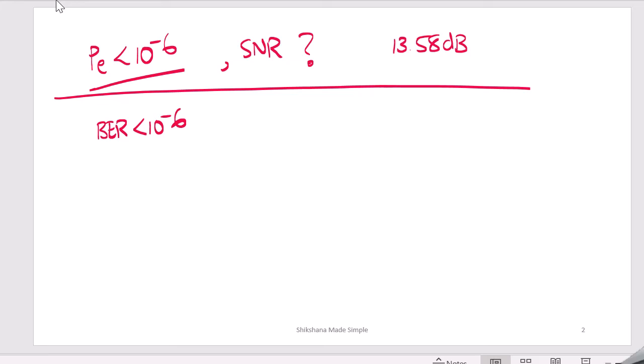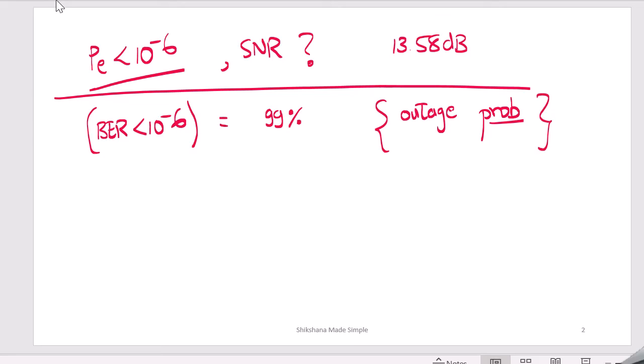Now we will introduce one more quantity, that is called outage probability. So outage probability, what does it mean? Let's say I want to achieve BER less than 10 to the power of minus 6. Let's say this happens for 99% of the time. Which means the outage will happen only 1% of the time, where you will see the worst BER, which is greater than 10 to the power of minus 6. So basically, if you are saying 99%, it is like the probability of BER less than 10 to the power of minus 6 should be happening 99% of the time.